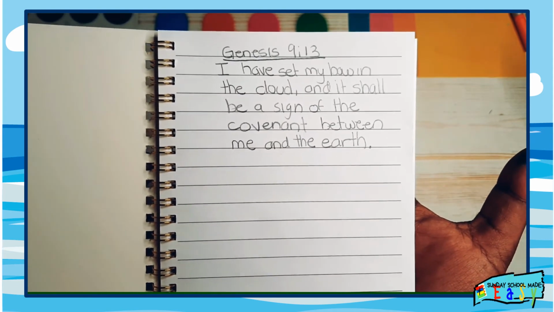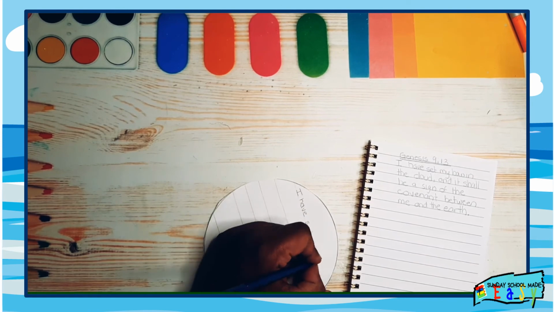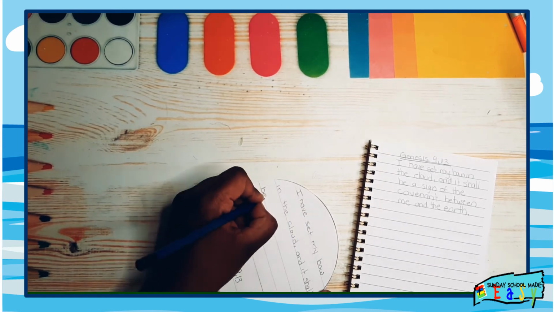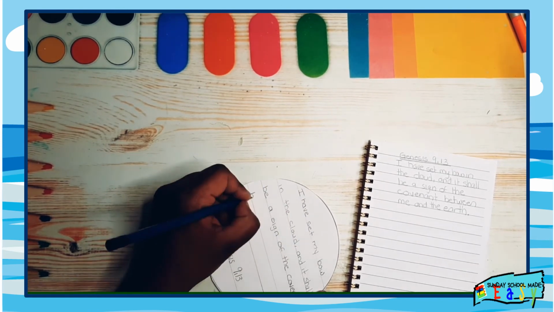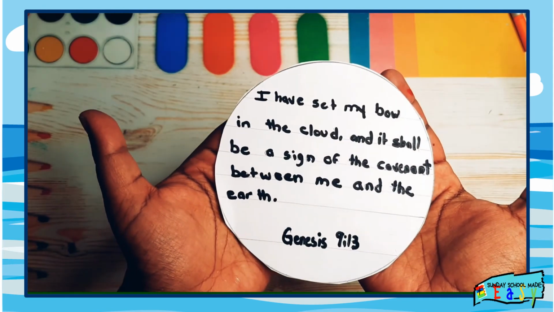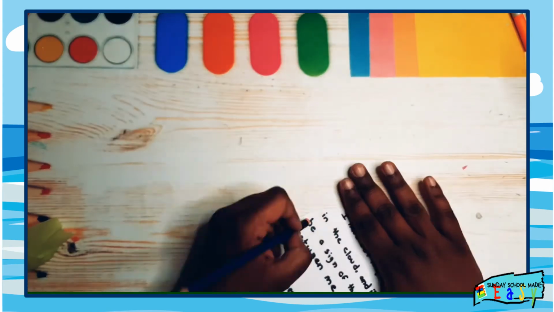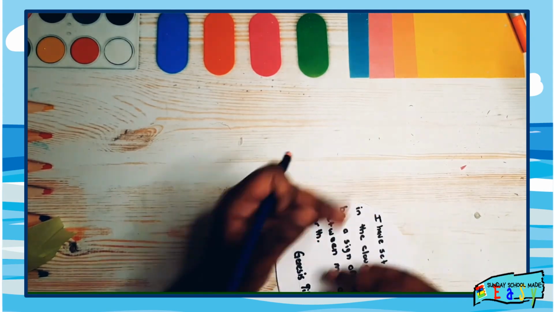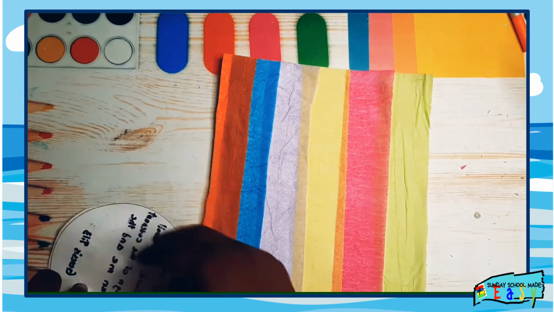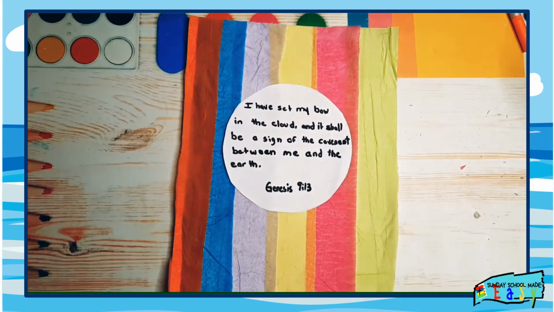And this one is Genesis chapter 9, verse 13. I have set my bow in the cloud, and it shall be a sign of the covenant between me and the earth. So that's all I'm writing, and I went over it with black, and now I'm just erasing the pencil line so it's all nice and neat, and gluing that to the center of this paper, and this is what it looks like.